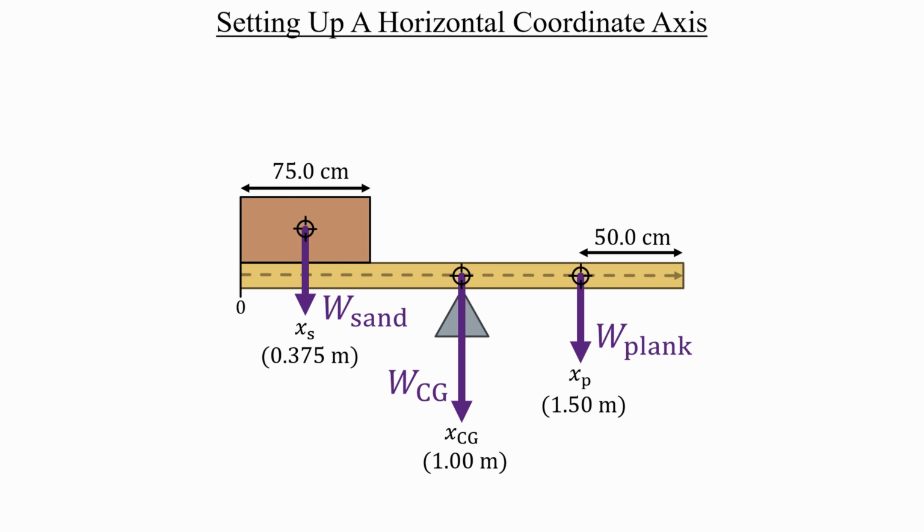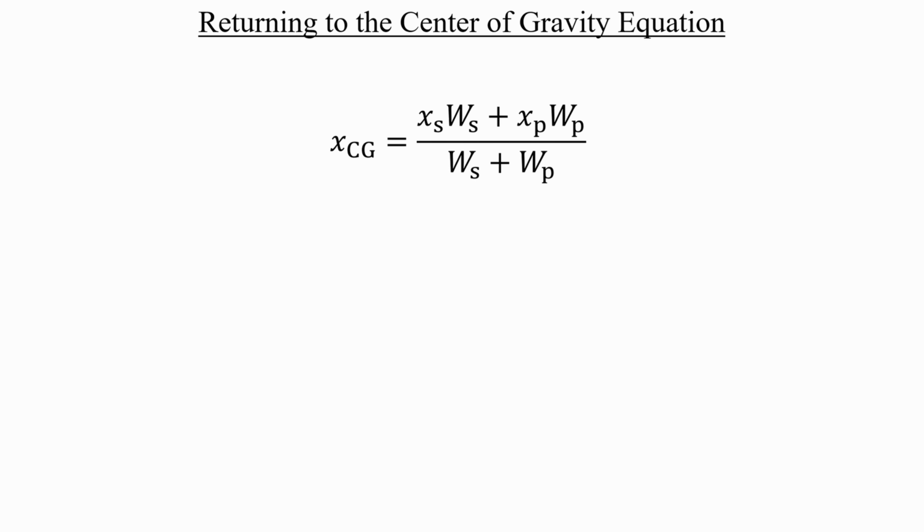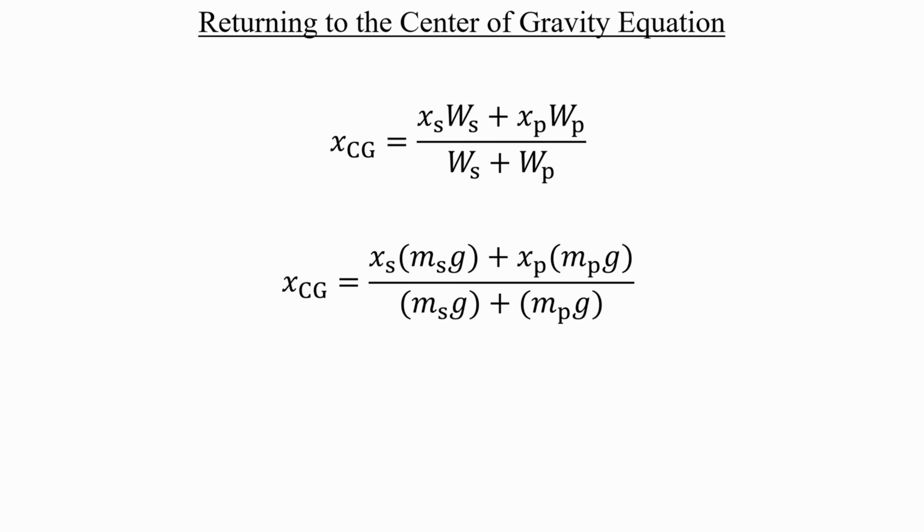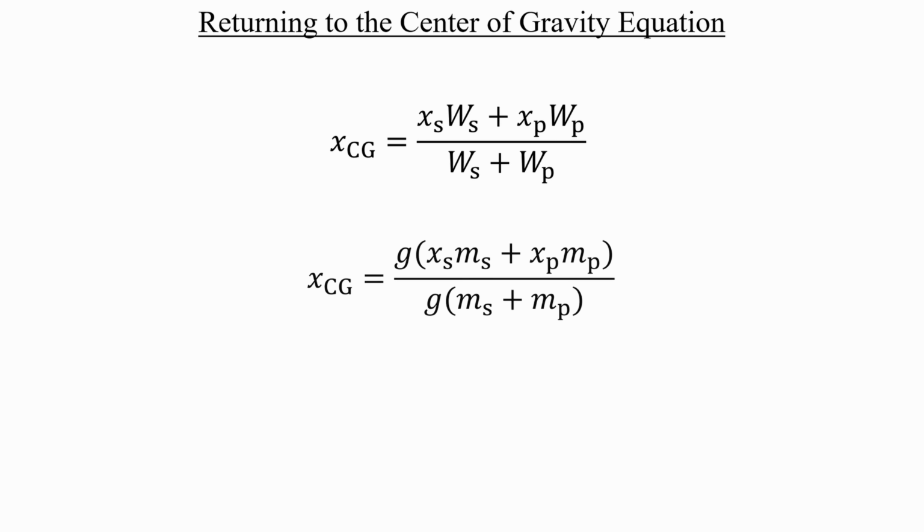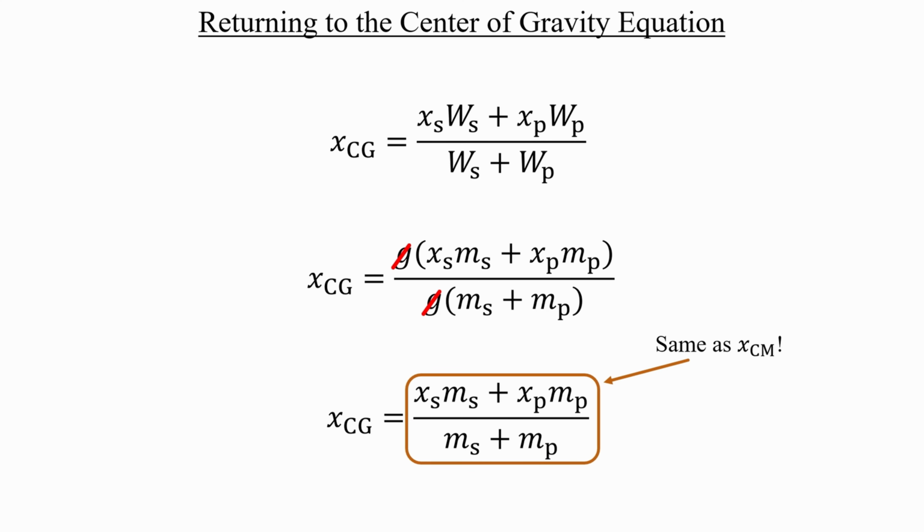This means we can finally move on to step 3 and return to the center of gravity equation. The first thing we should do at this point is switch out the weight of each object with its definition, mg. Notice that both terms in the numerator as well as the denominator contain g. This means we can factor it out and cancel it. Once we do that, take a close look at the result that we're getting here. This says that the x position of the center of gravity of our system is equal to the exact same expression for the x position of the center of mass.